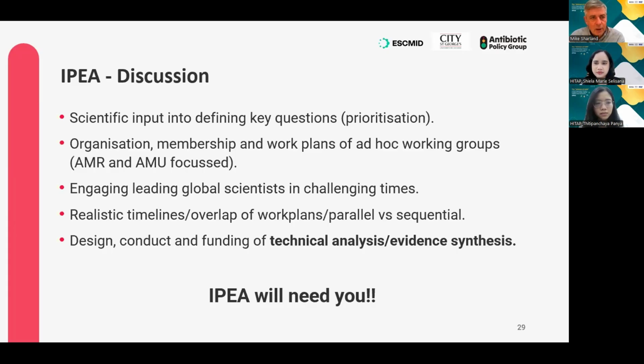This takes time. Really decent systematic reviews take time. It's not easy stuff. It takes a lot of people time. They're very complicated and quite difficult to do really well. And you're going to have immense pressure on getting these things done quickly. So there's absolutely no doubt that IPEA will need you and will need everybody. If it's going to succeed, it needs a lot of people to give us a push.